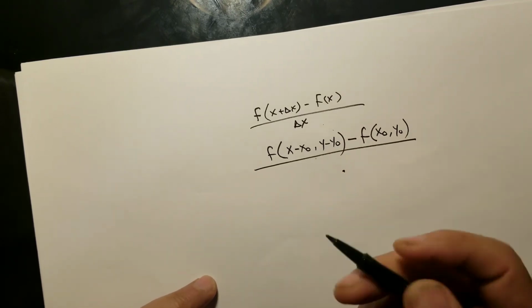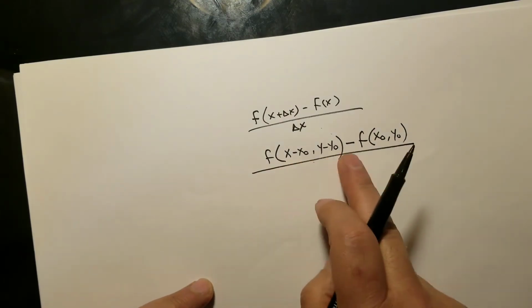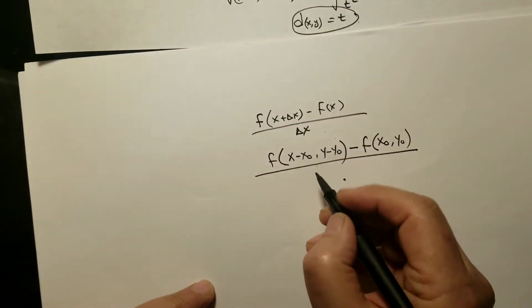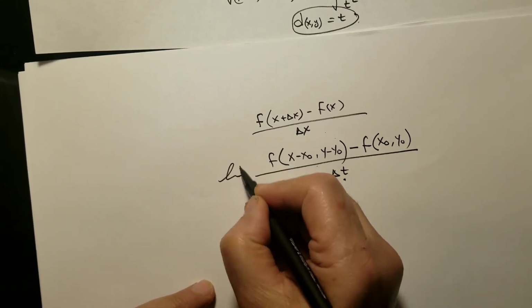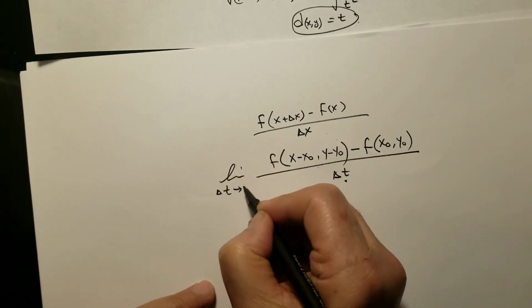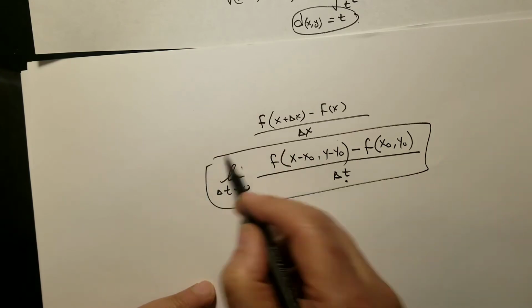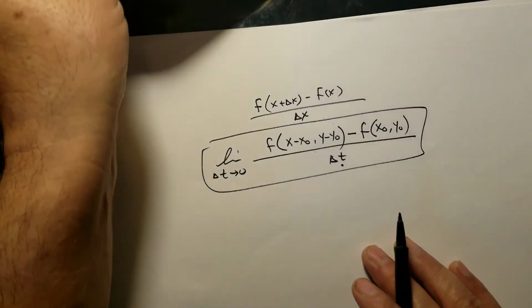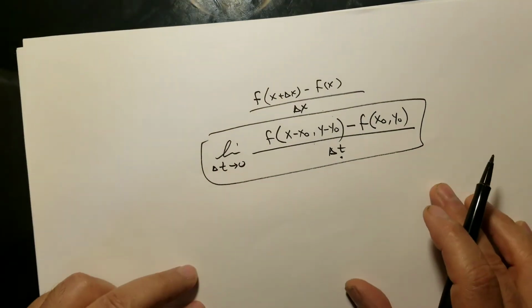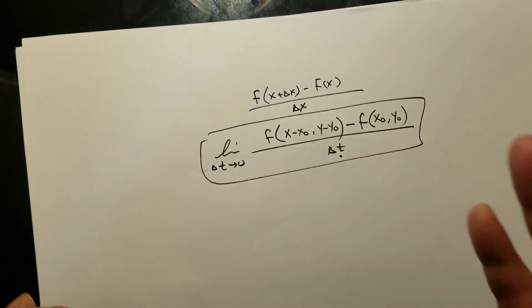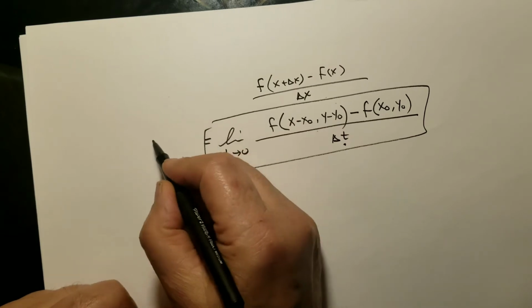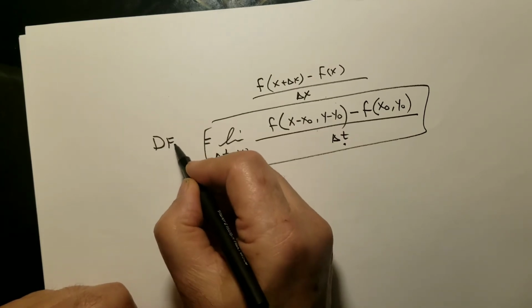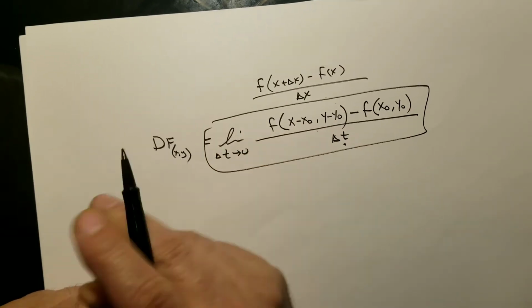And we said this distance is a function of time. Therefore, it is the delta t. We take the limit as delta t approaches 0. This is called the directional derivative, and I have no clue how to solve this, but I'm going to find a way somehow. This is called the directional derivative of the function at any given point x and y.